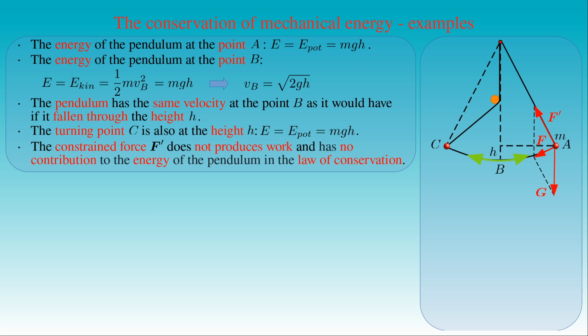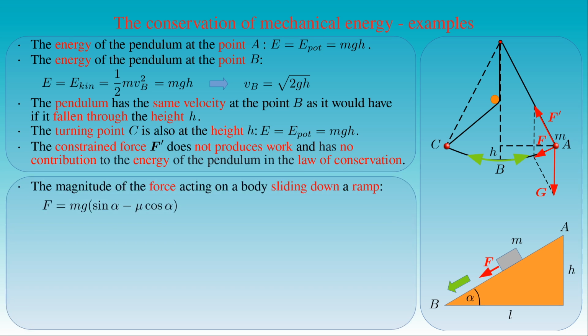The last example discussed here is frictional motion, for which the law of conservation of mechanical energy does not hold. When we studied a body of mass m sliding down an inclined plane or a ramp with the inclination angle alpha, we proved that the magnitude of the net force F acting on the body is given by the mass m times the magnitude of the gravitational acceleration g, times the difference between sine alpha and mu times cosine alpha, where mu is the frictional coefficient.